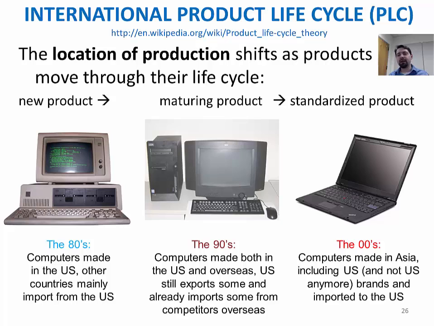Initially, the product is new, nobody can make it, and only those who would be able to make it at that time should probably make it and sell to everybody else. So for example, if you take the computers in the 80s, it was a new product. Only really the United States, maybe Germany, maybe Japan could make those, but again, really the United States was the first mover. And so the United States clearly at that time was in a position to make and sell those computers, and everybody else was pretty much buying them from the United States.